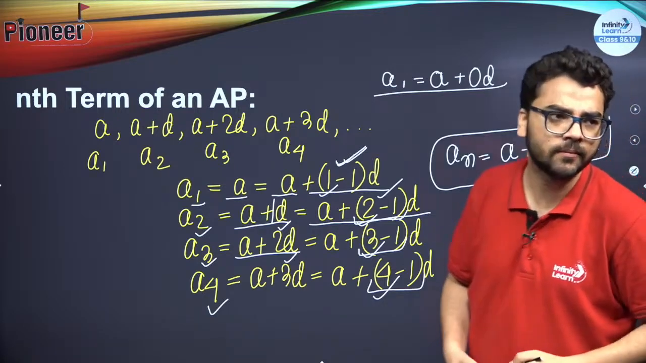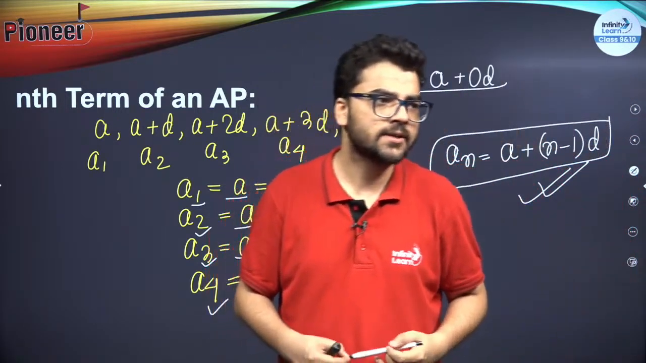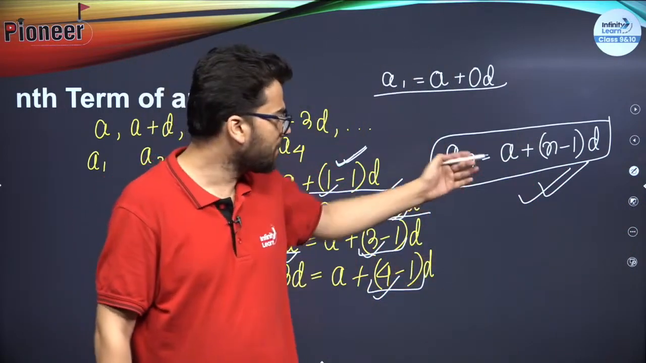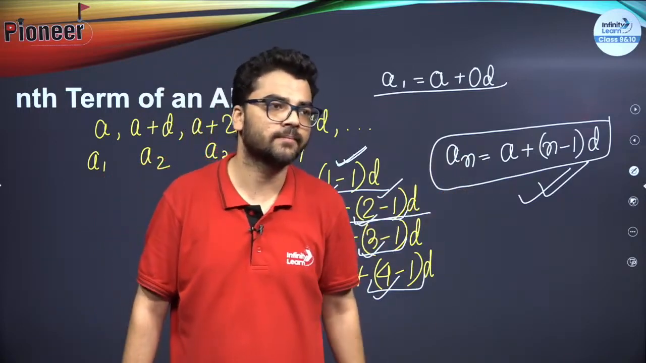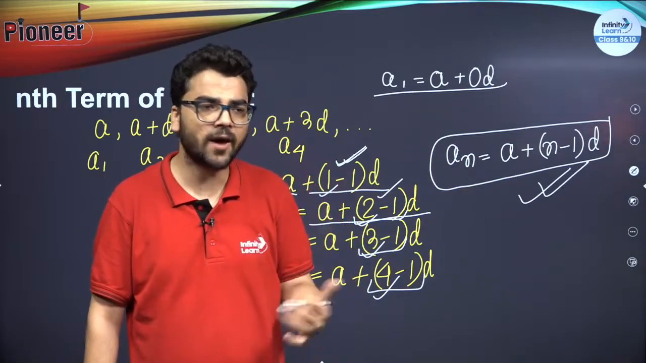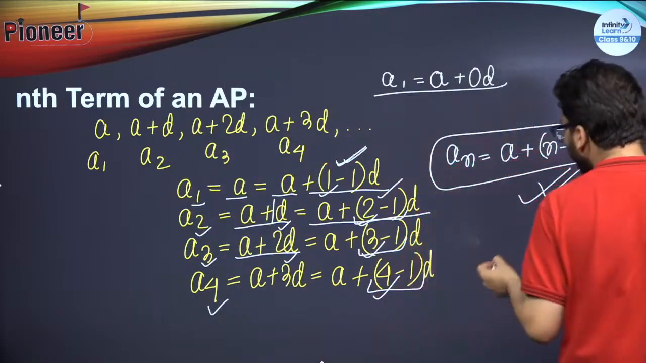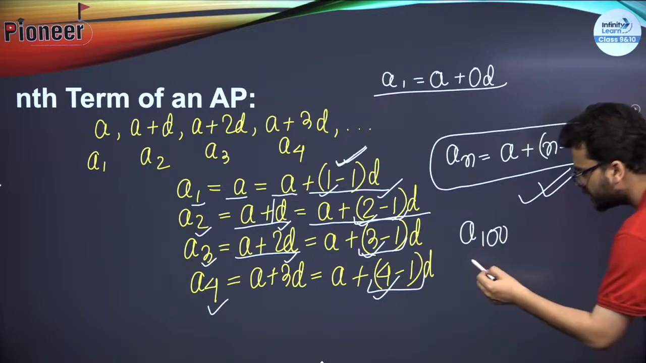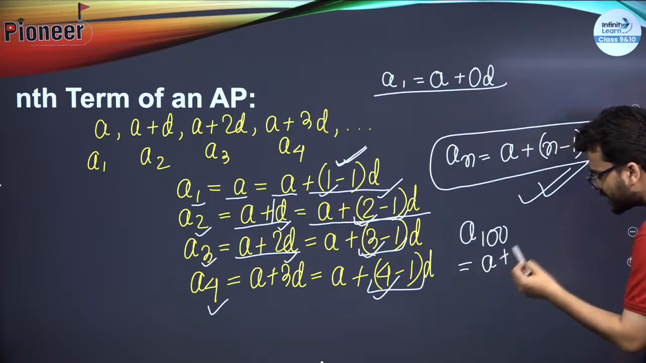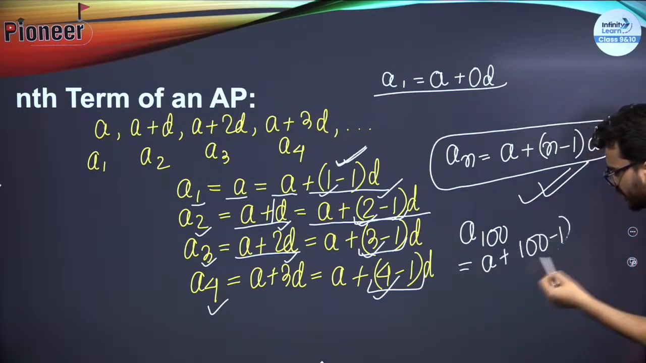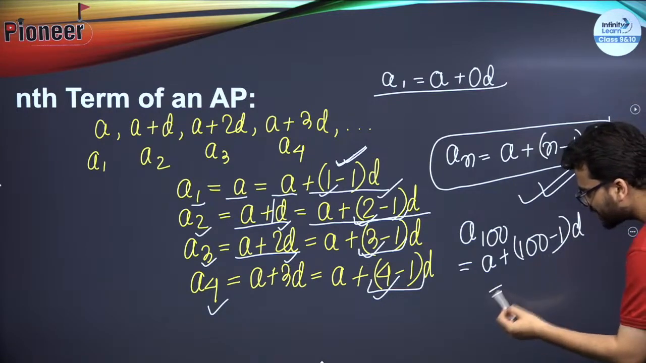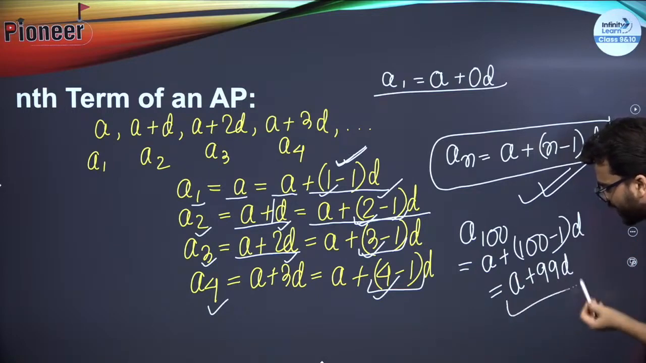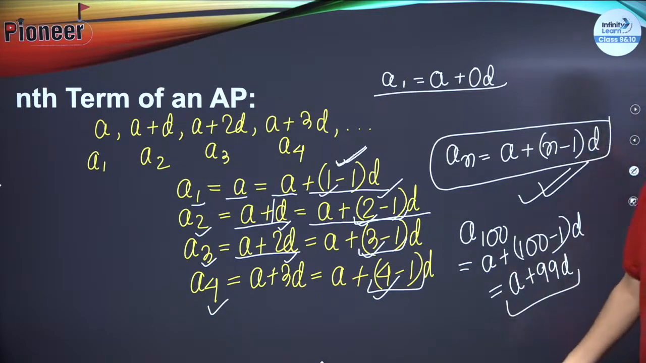Is it clear now? Ayush, is it clear? So therefore the formula to find the nth term of an AP is a plus n minus 1 into d. So if somebody asks for an arithmetic progression, what is the 100th term of that AP, a100, you will directly say it will be a plus 100 minus 1 into d, correct? So it will be a plus 99d, correct? Although it will depend on the value of a and d, so it will depend on the question and you will be able to do that.